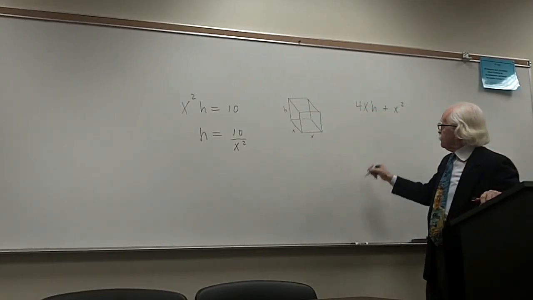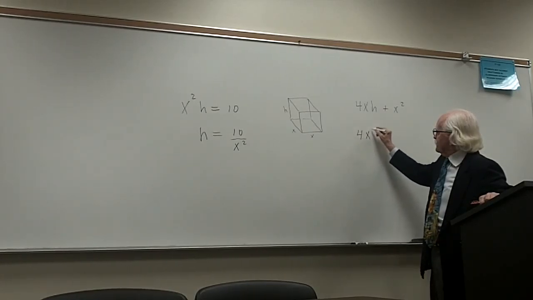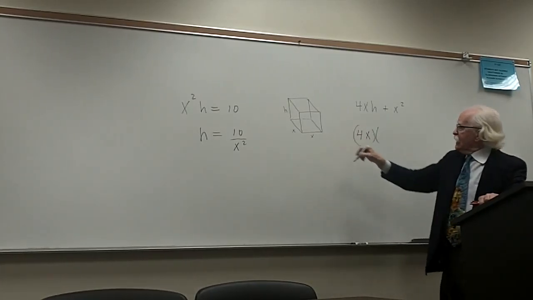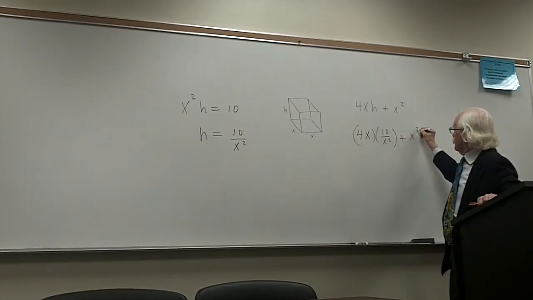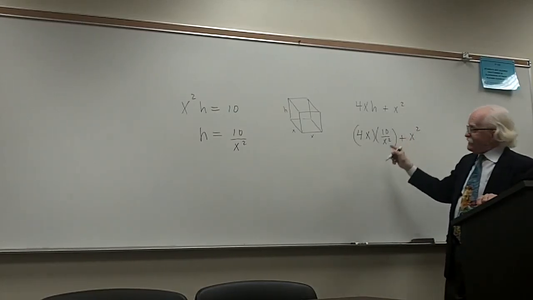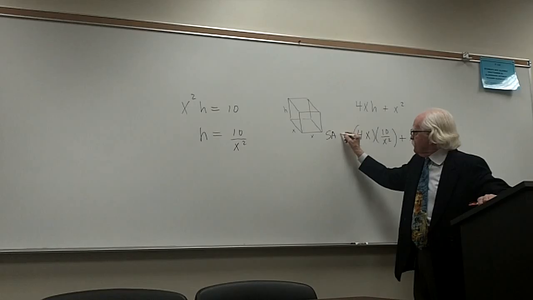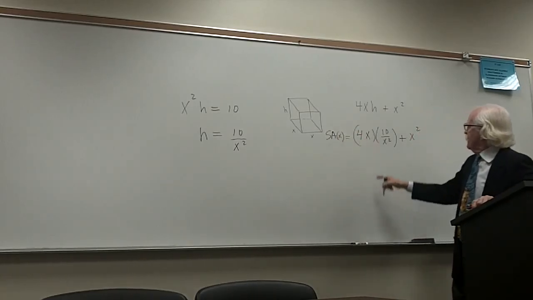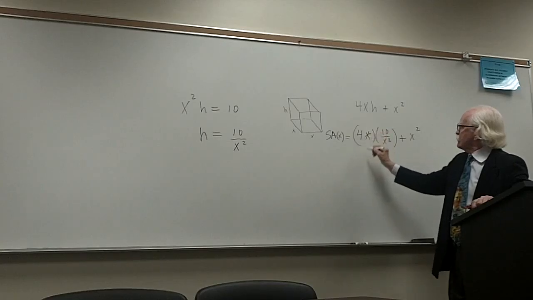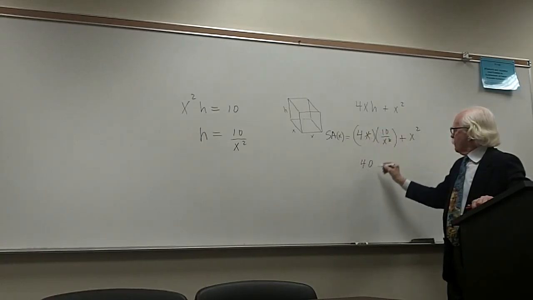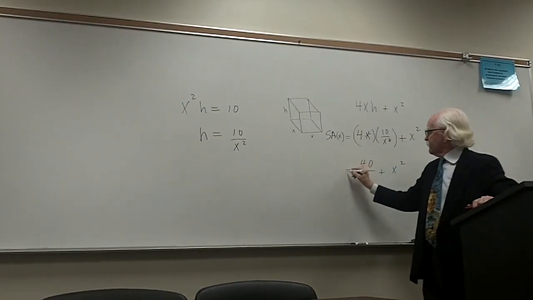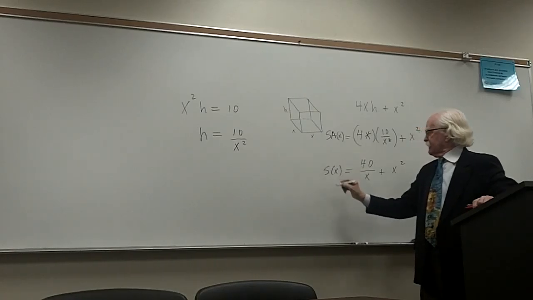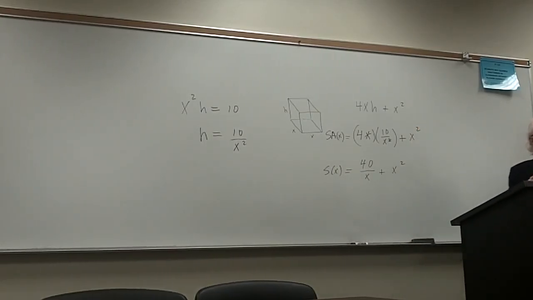Yes. Well, guess what? 4 times x, and you know what h is? 10 over x squared, plus x squared. This is the surface area written in terms of x. You can multiply this out if you like. This becomes 40 over x plus x squared. That's the surface area with respect to x. That's so simple. You just had to take the box apart.